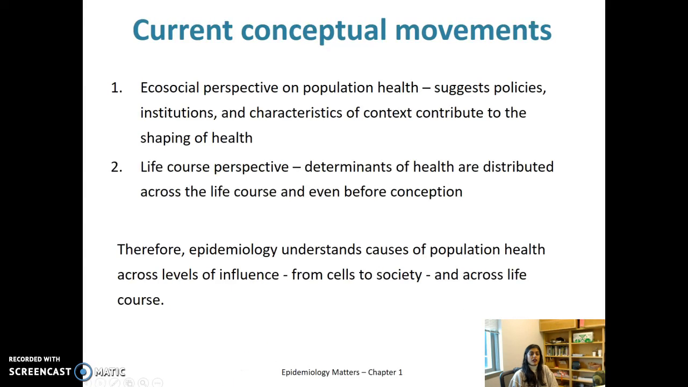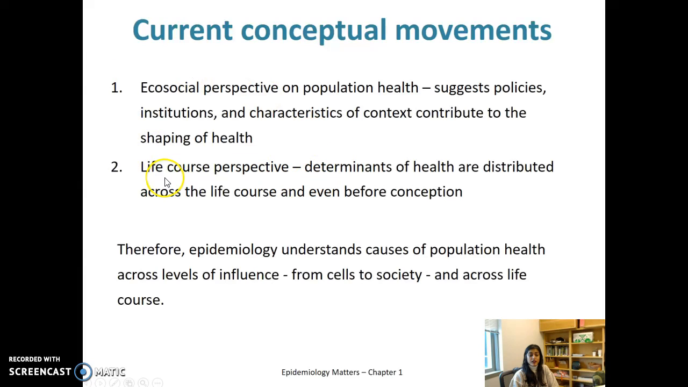So current conceptual movements that are important to know in Chapter 1. The eco-social perspective on population health suggests policies, institutions, and characteristics of context contribute to the shaping of health. And we know this when we studied the social conditions as fundamental causes of disease. So that context or surrounding is a major player in disease and population health.